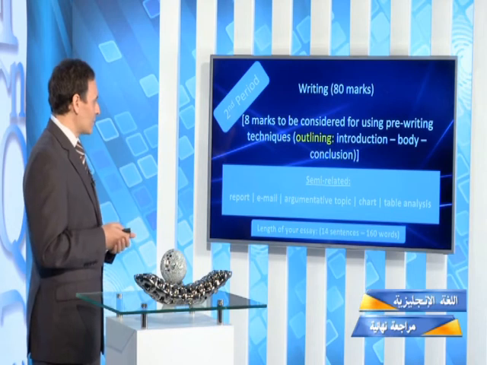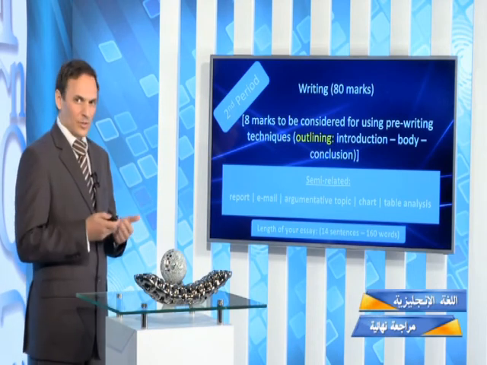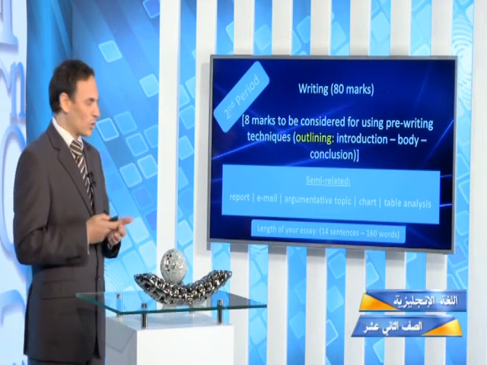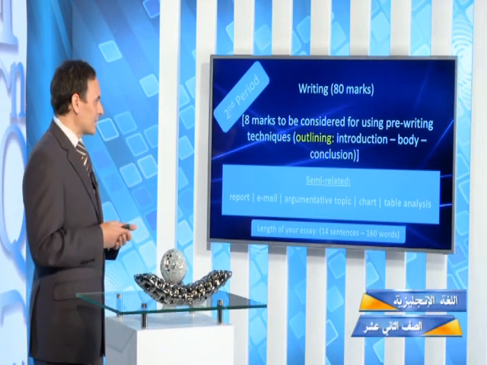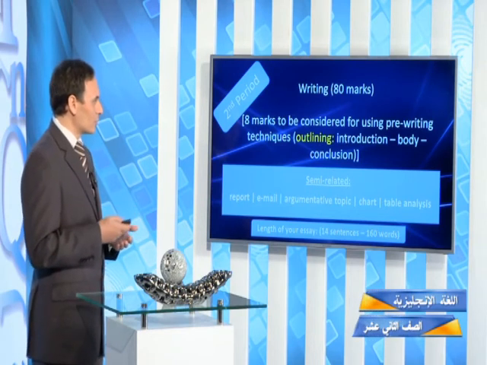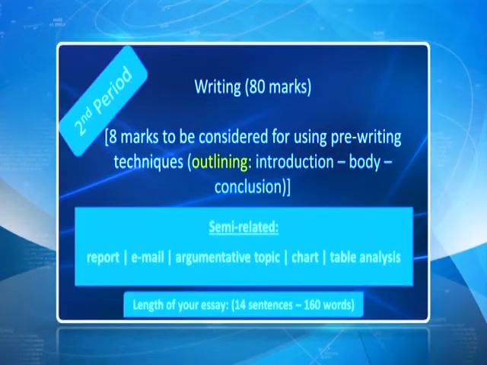Notice also that it's possible that you could be asked to write a report, an email, whether formal or informal, to write about an argumentative topic, or to transfer information from a chart, or to analyze a table. The length of your essay should be around 14 sentences, and the topic is semi-related, which means it is going to be in one way or another related to what you've studied in the 6 units.